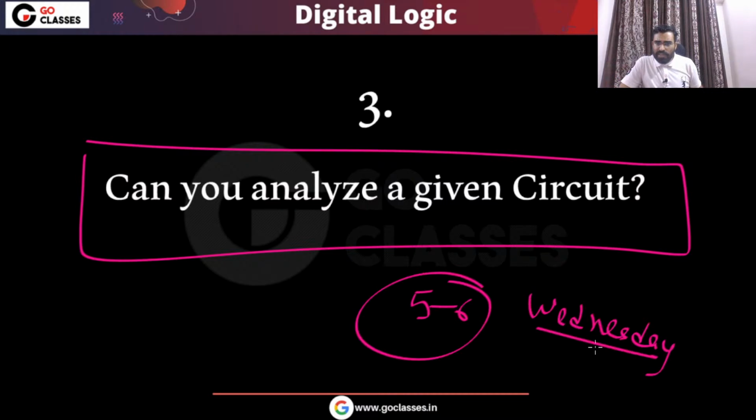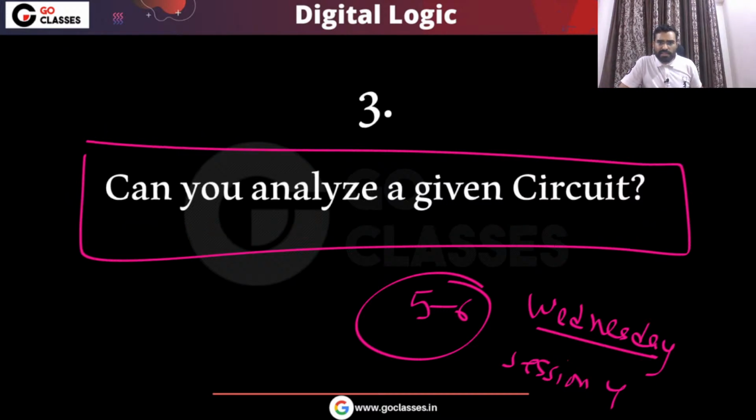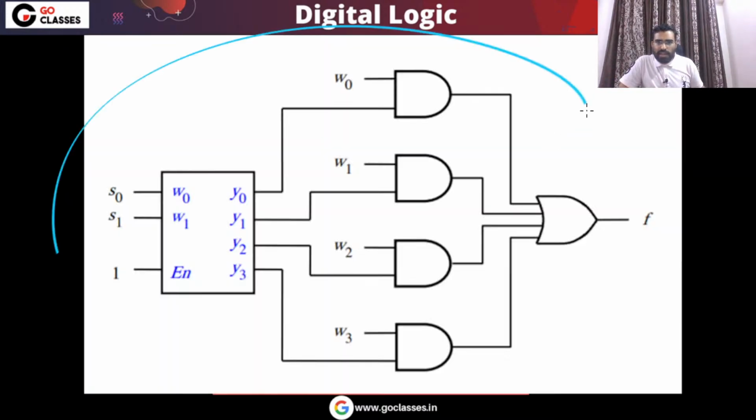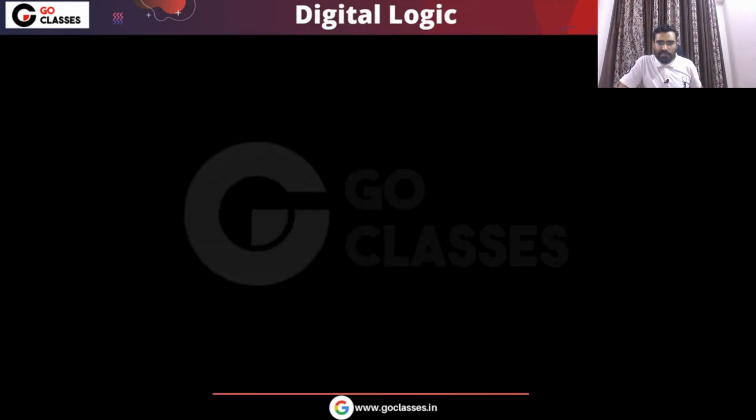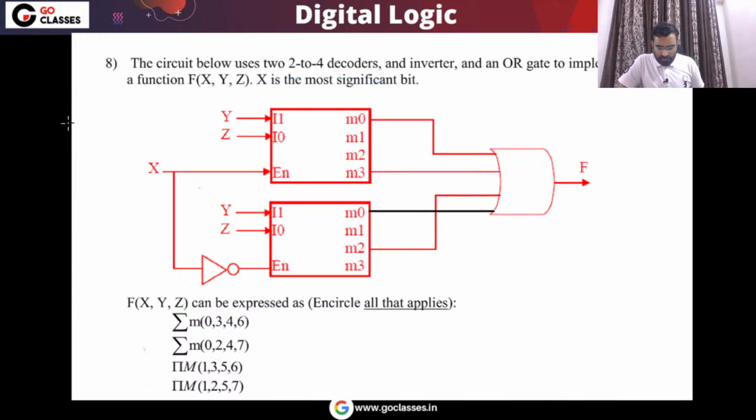On Wednesday we will have session number 4. Is this clear? Session number 4 will be a standard question session, and in that session we will solve this type of question: can you analyze a circuit? Some circuit I will give to you, like this circuit, and some other circuit. These things I will ask.